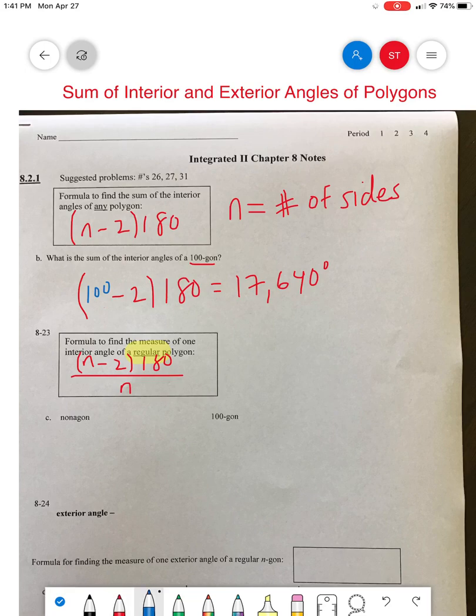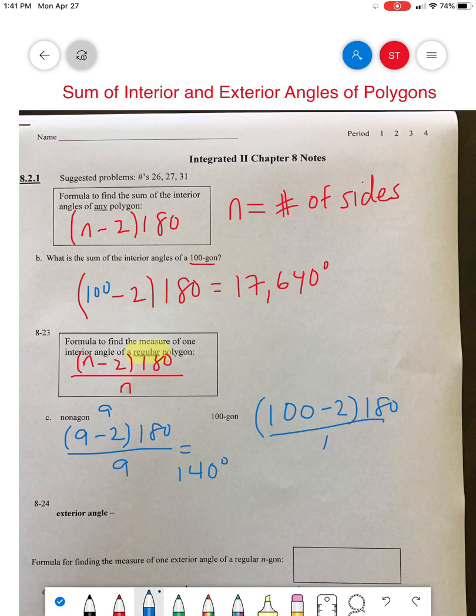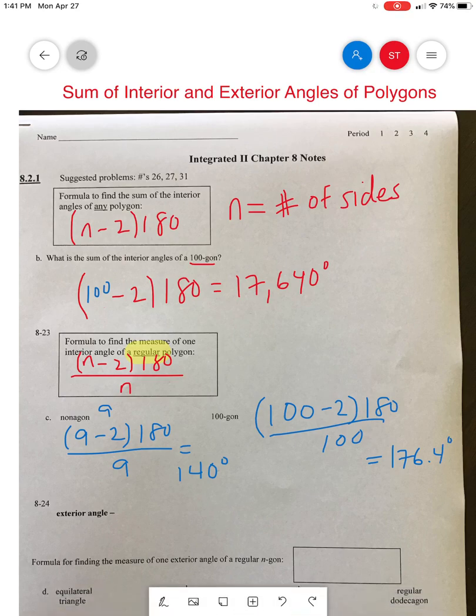Okay, so let's do a nonagon. Well, a nonagon has 9 sides. Okay, so to find one of the angles, N minus 2 times 180, so in this case it's 9 minus 2 times 180 divided by, you guessed it, 9. You run that into the calculator and you're going to get 140 degrees. Okay, how about a hundredgon? Well, it's 100 minus 2 times 180 divided by 100, and that's going to equal 176.4 degrees.